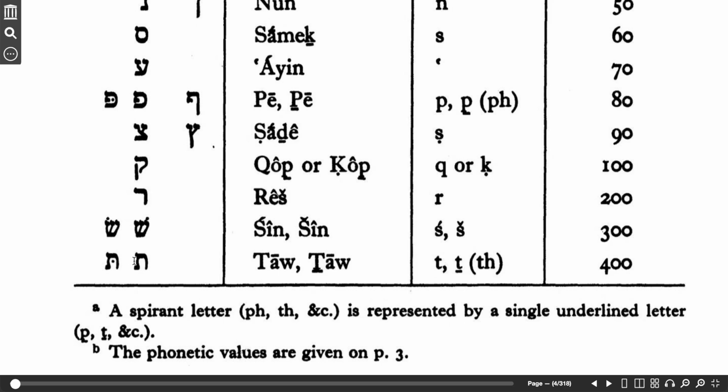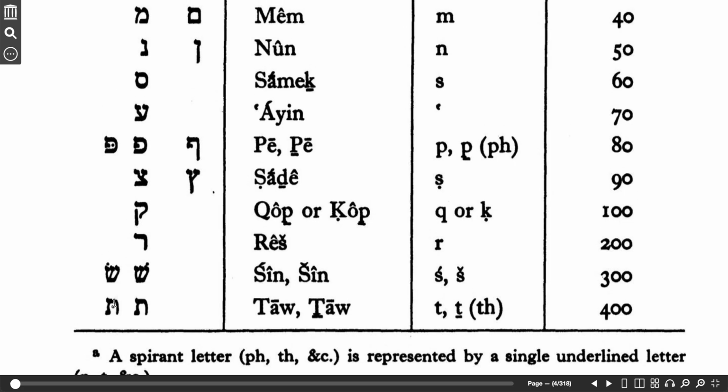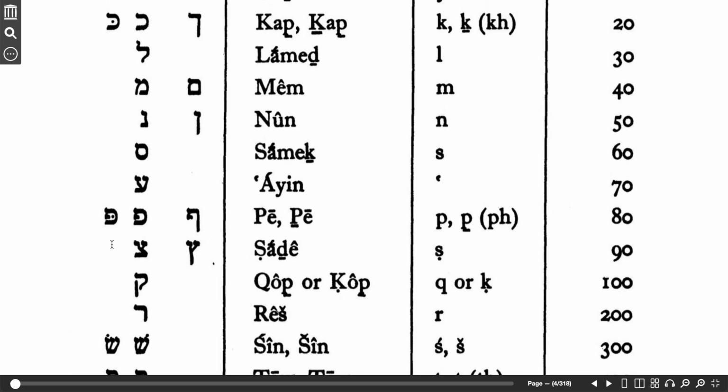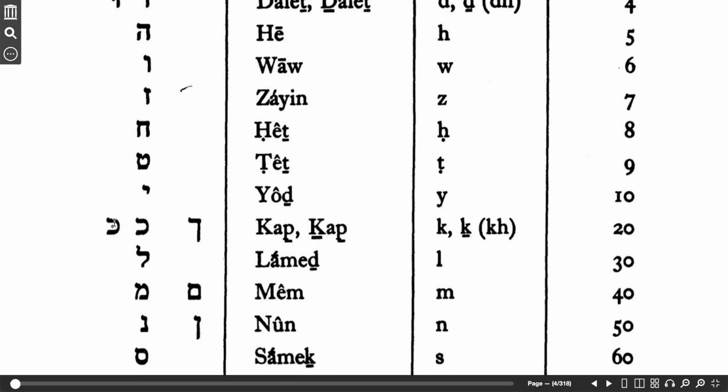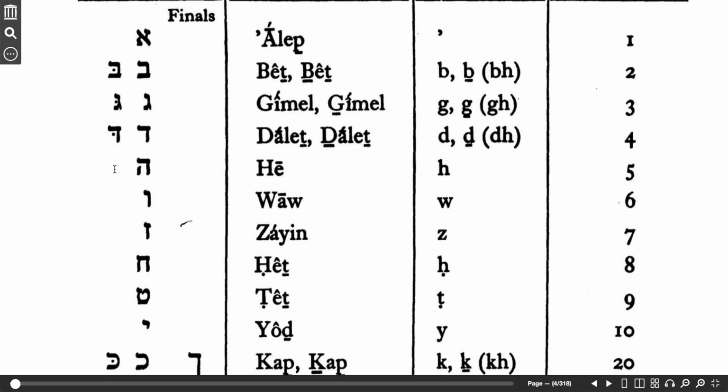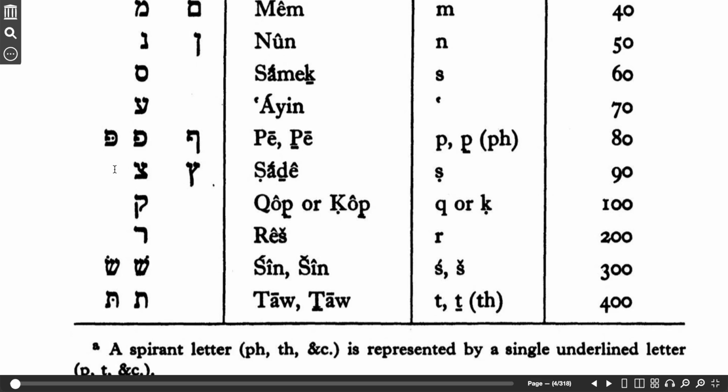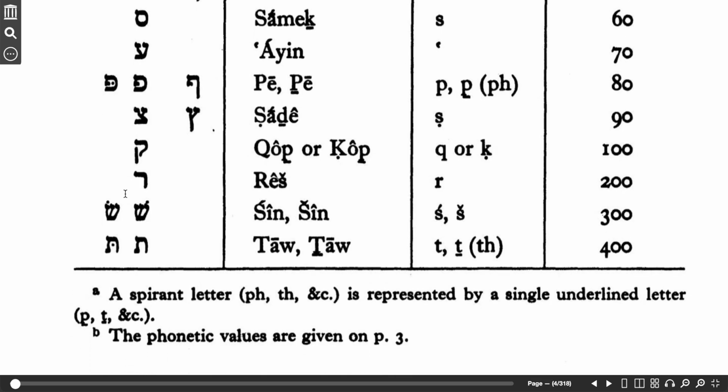And then we have tau. Some would say tav. Tav is the way they want to pronounce the name of the last consonant, the name of the letter. You can have it with a dot or without a dot. Here it's with the dot. There are certain letters with a dot in the middle of the letter. We're going to actually talk about what that dot means in a future session.